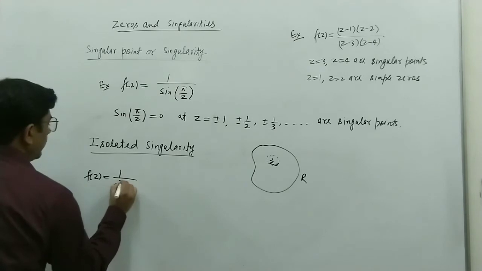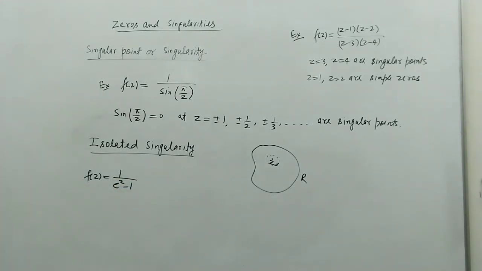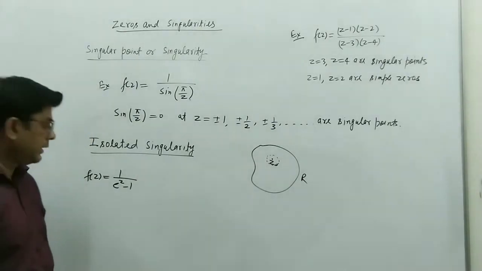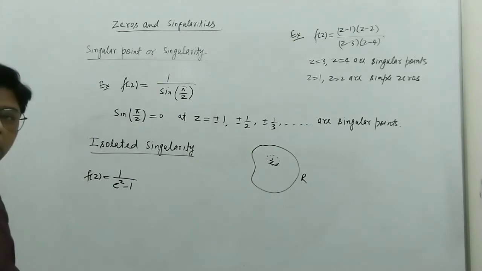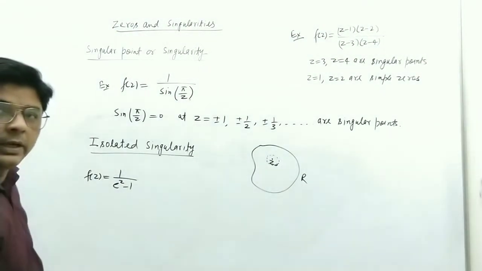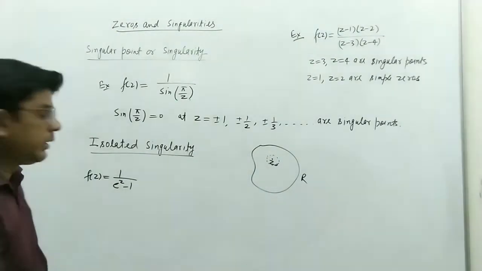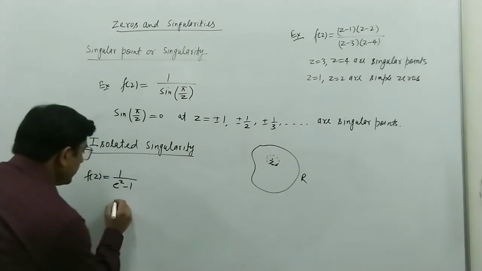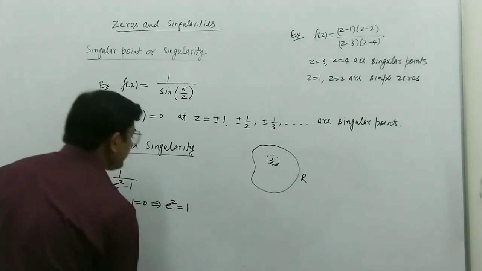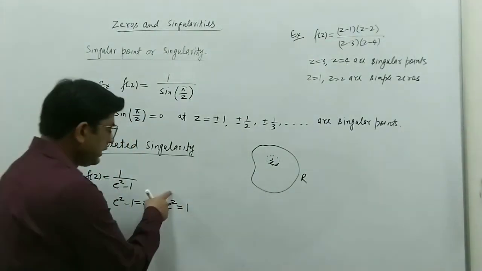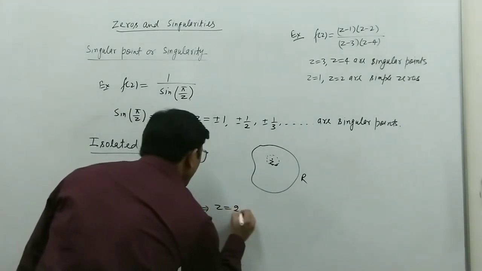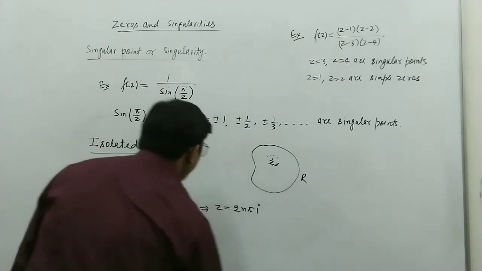So let us take an example: f(z) is equal to 1 upon e^z minus 1. Suppose we want to find a singularity and we want to see which type of singularity this is. So again the singularity will be when the denominator is 0. Singular points are those points at which the denominator is 0. Okay. So if we take e^z minus 1 equal to 0, that means e^z equal to 1. So what are the values of z at which e^z equal to 1? The values of z will be 2nπi.